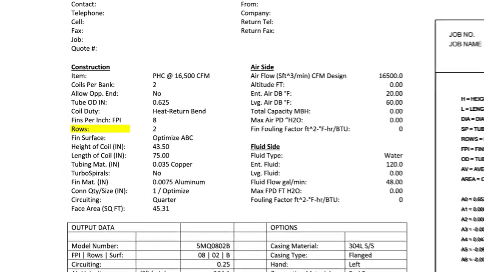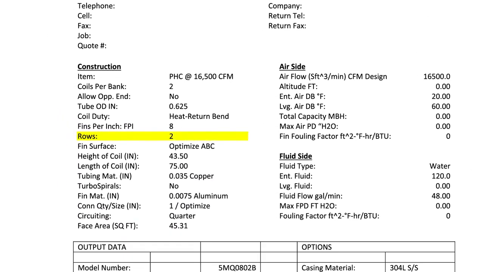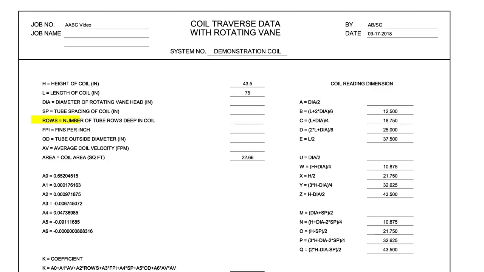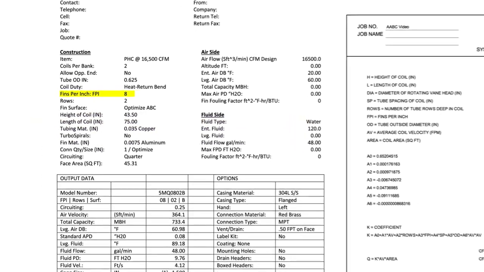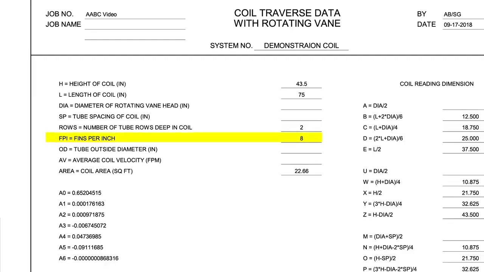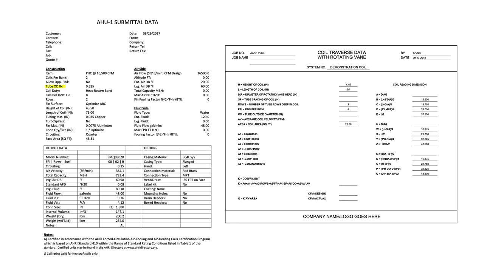From the submittal data, rows, record the number of tube rows deep in the coil on rows equals number of tube rows deep in the coil as 2. From the submittal data, record the number of fins per inch on row. FPI equals fins per inch as 8. From the submittal data, tube OD in inches. Record the coil's tube outside diameter on row. OD equals tube outside diameter as 0.625.